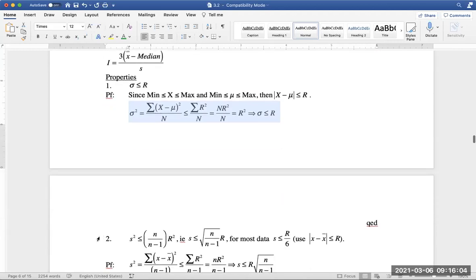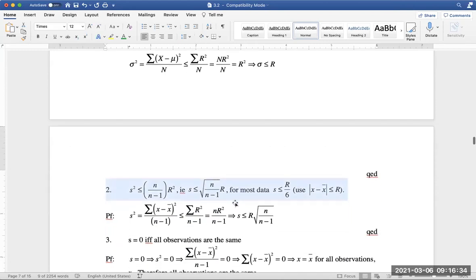And so, similarly, s squared is less than or equal to n divided by n minus 1 times R squared, where R in this case is the sample range, so the range of all your sample values. In other words, taking the square root of both sides of this inequality, S is less than or equal to the square root of n over n minus 1 times R. Note, however, that for most data, S is actually less than or equal to R over 6.